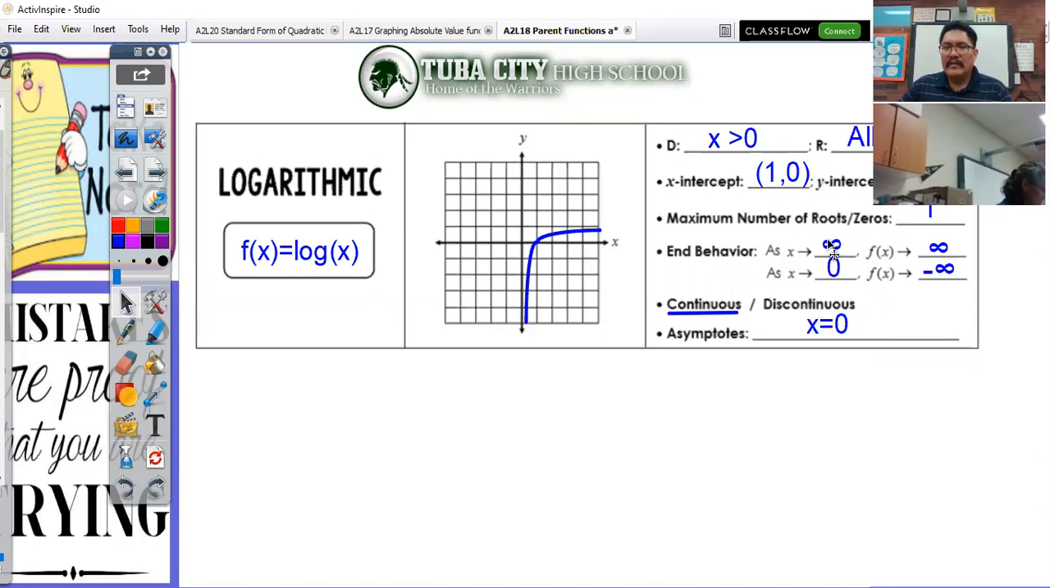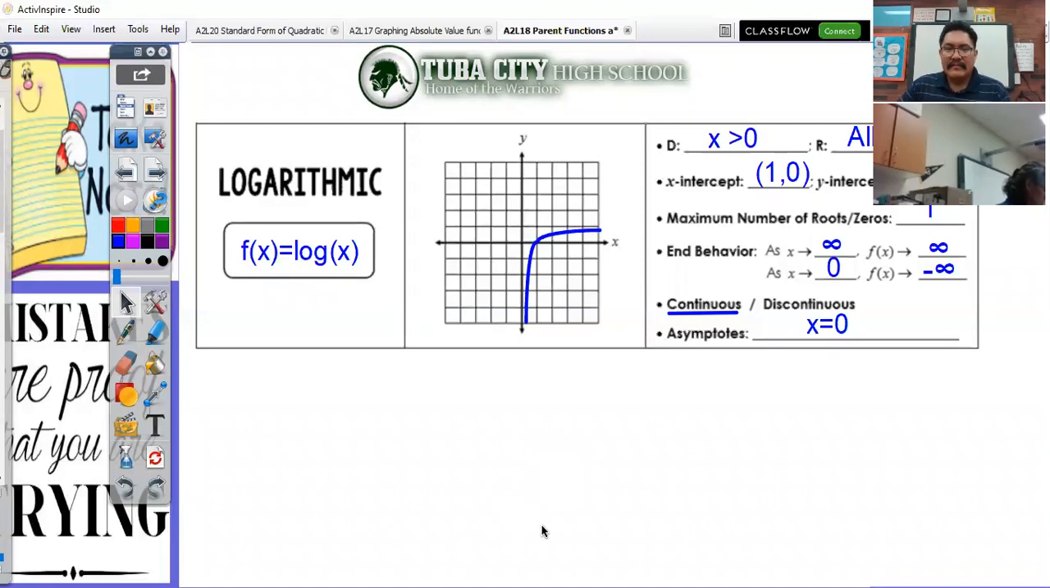And our end behavior as we go to the right, so as x goes to infinity, the y goes up to infinity also. If we go backwards on the x-axis, the line just goes down. As we try to get closer and closer to 0, the line just keeps going down lower and lower to negative infinity. But this line is continuous though.